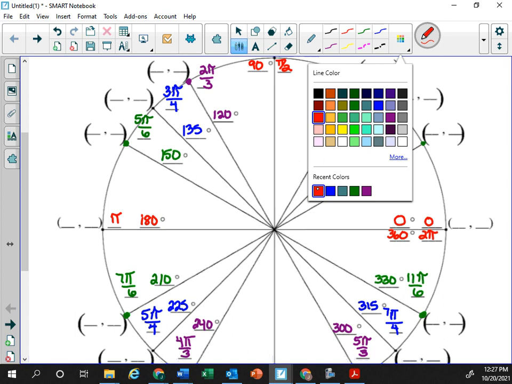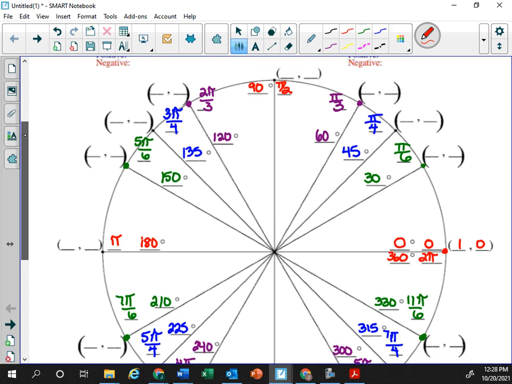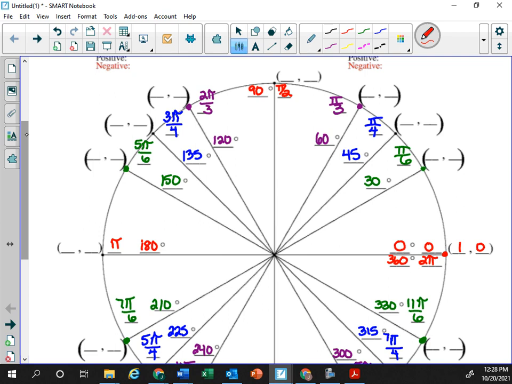Going back to red. Okay, it is the unit circle, meaning the radius is 1 unit long. So this point over here at 0 degrees, what would the ordered pair for that point be? 1, 0, right? We went over 1, up and down, nothing. So 1, 0. So what is that going to make the point of that 90 degrees? Yeah, 0, 1.